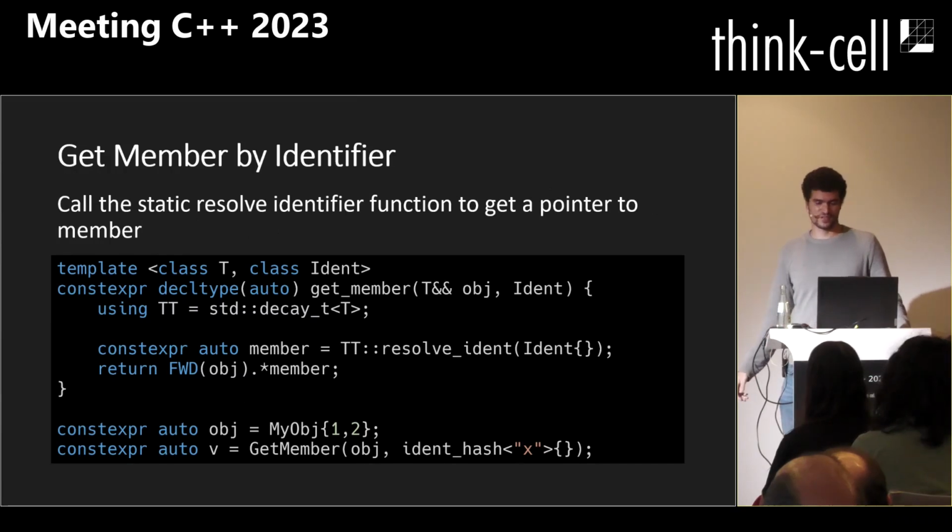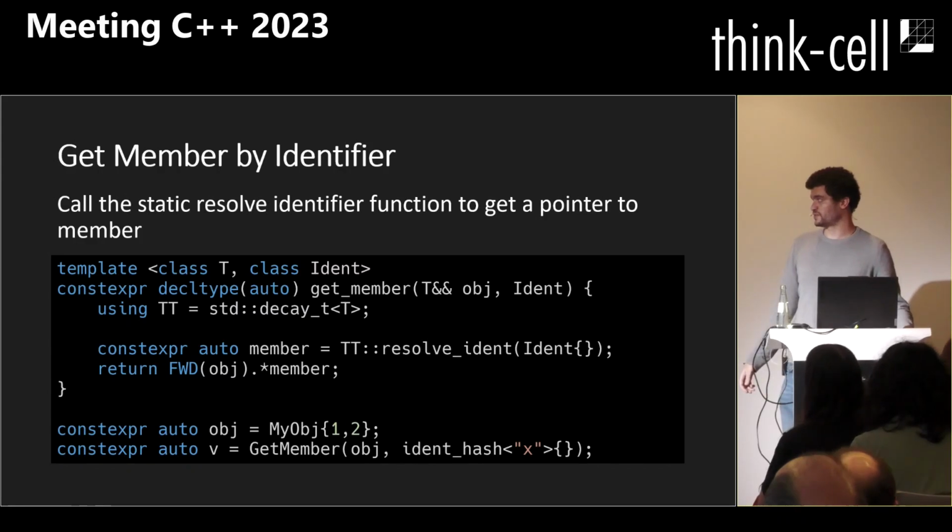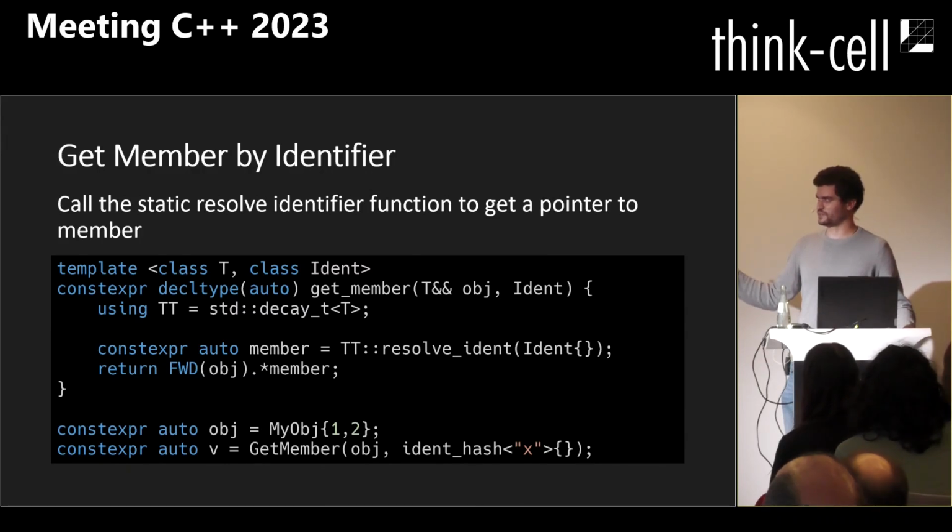Then we can create a function to get a data member by an identifier. It will first call the static resolve identifier function of the struct with the current identifier to get a pointer to the data member, and then use the pointer to data member to get the actual data member from the object. And so we can use it to get a data member of an object by an identifier string.